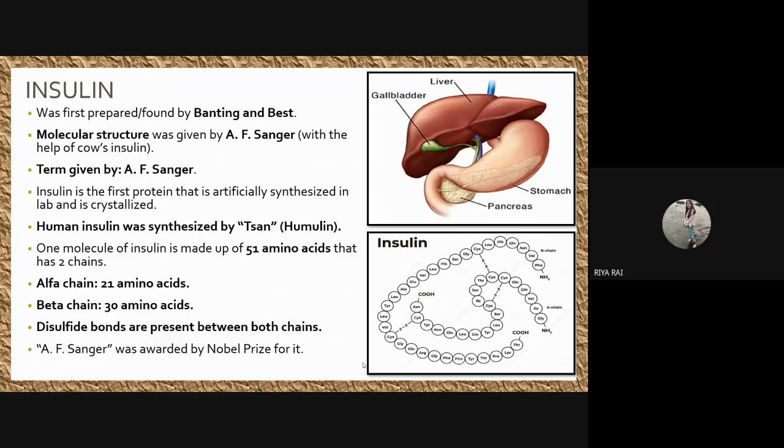The A chain is made of 21 amino acids, and the B chain, or beta chain, has 30 amino acids. Both the A chain and B chain are joined together by disulfide bridges. We can see it in the image. The inactive form of insulin, that is proinsulin, also has the C chain. The C chain is the connecting link between the A chain and the B chain, which is afterwards cleaved to make the insulin active. A.F. Sanger was also awarded the Nobel Prize for this.